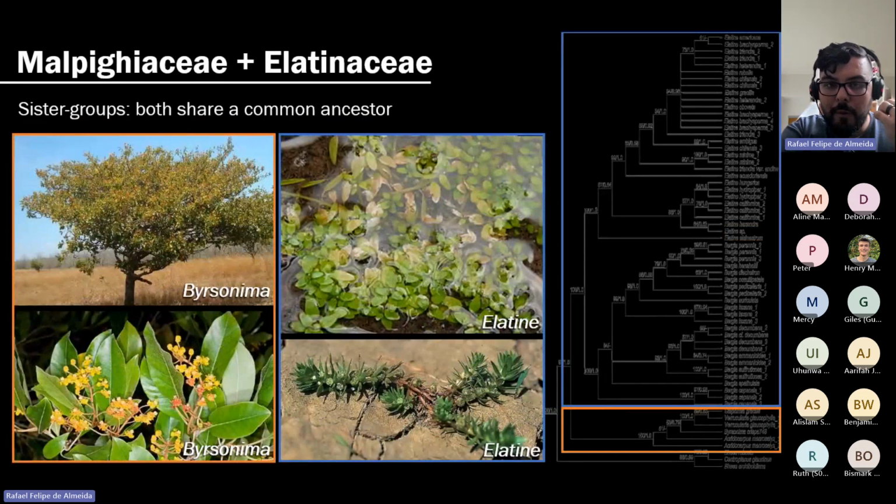Malpighiaceae is sister to a tiny little family of aquatic herbs called Elatinaceae. It's really intriguing to me to compare morphologically a huge tree like this one, a very common tree in the savannas of South America, with this tiny little aquatic plant that occurs worldwide, because they do not seem to be morphologically related. But after several molecular phylogenetic studies, we're 100% sure that they are sister groups, even though morphologically they don't make much sense.